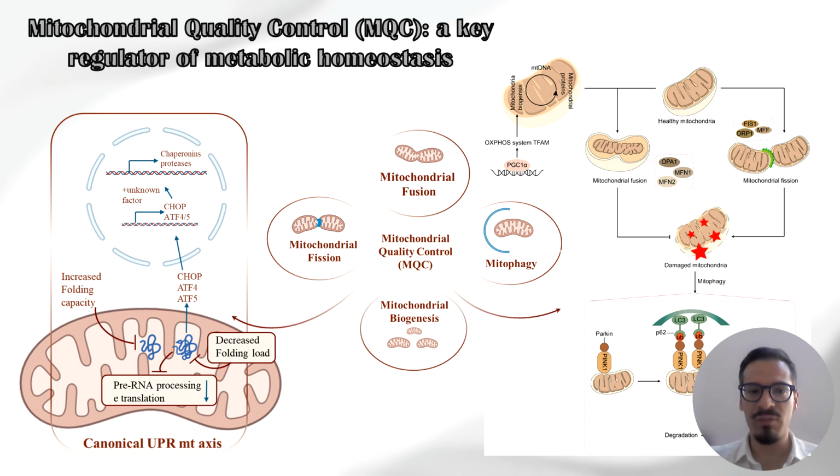This process selectively recognizes dysfunctional or depolarized mitochondria, targets them for lysosomal degradation, and prevents the accumulation of defective organelles that could generate excessive reactive oxygen species and activate cell death pathways. Finally, mitochondrial biogenesis replenishes the mitochondrial pool by generating new functional mitochondria, thereby maintaining mitochondrial mass and bioenergetic capacity. The coordinated interplay among these pathways is essential for maintaining mitochondrial function and energy metabolism. Disruption of the MQC system results in mitochondrial dysfunction, oxidative stress, and impaired cellular homeostasis, contributing to the development and progression of metabolic diseases, including type 2 diabetes mellitus.